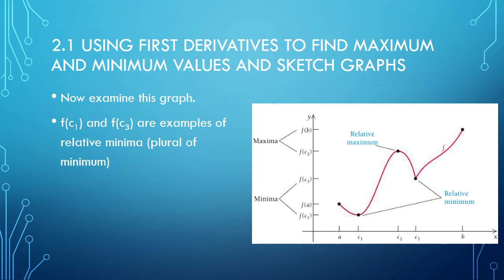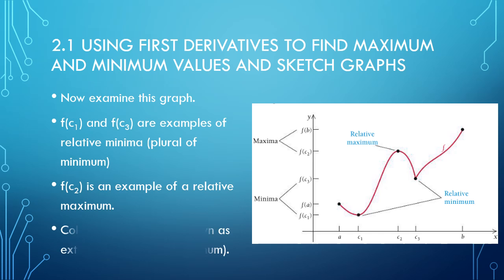C1 and C3, we've got a couple of critical values here, and they are examples of relative minimum. In other words, they are both the lowest points in the vicinity for that little interval, for those intervals on that graph. And f of C2 is a relative maximum because it is the highest in the vicinity on that graph. Collectively, these relative minima and maxima are known as extrema. The singular for that is extremum.